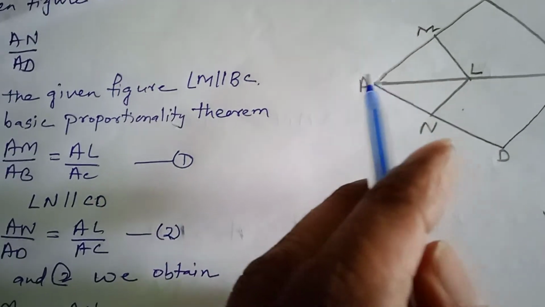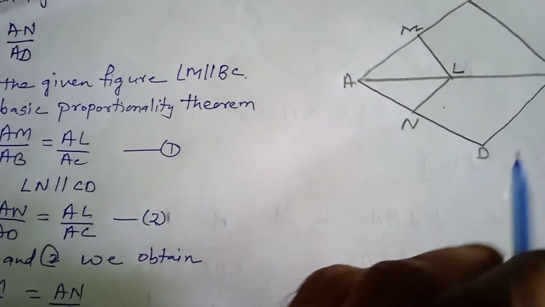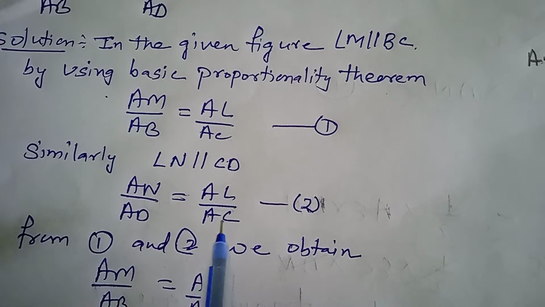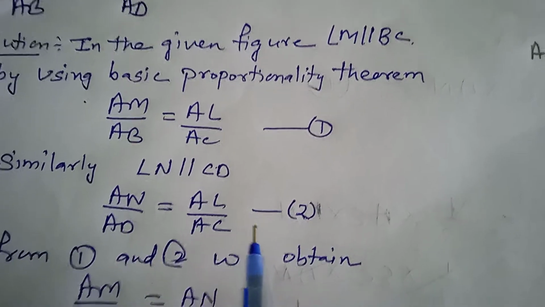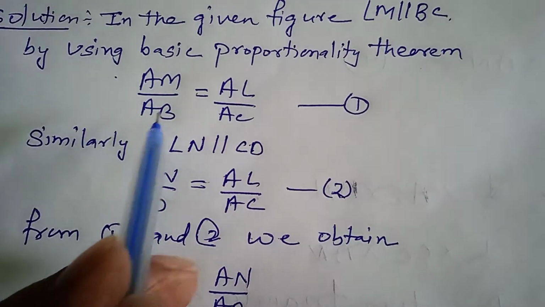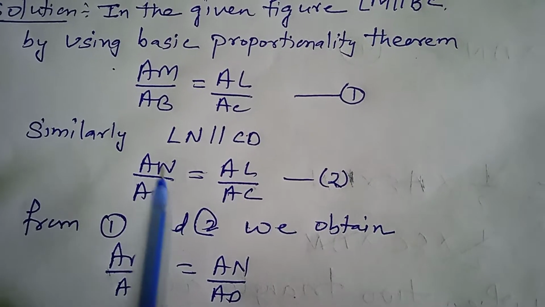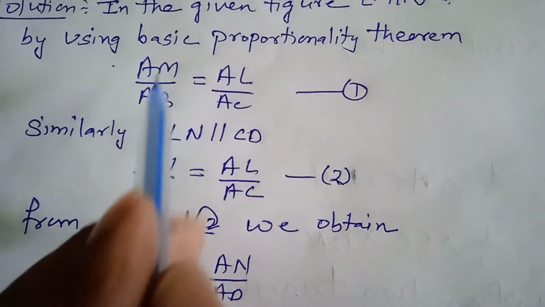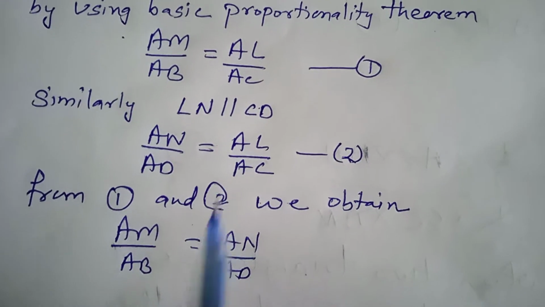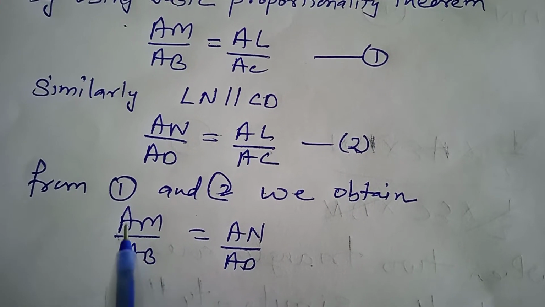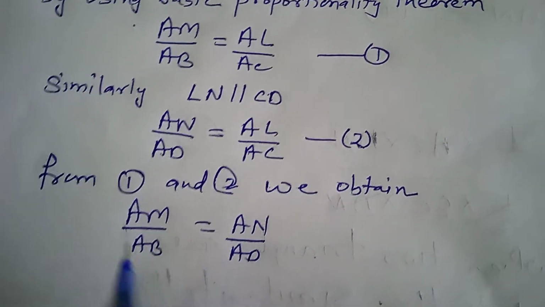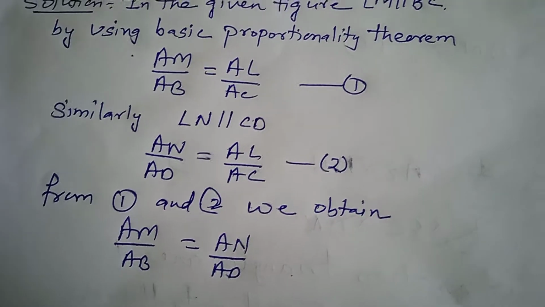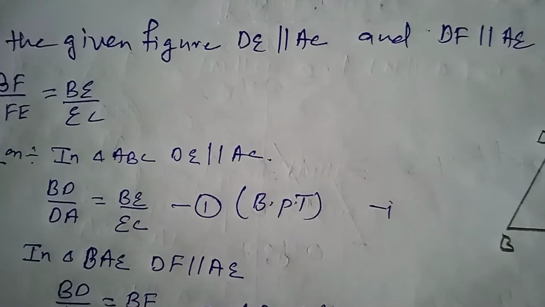Similarly, in another triangle, in triangle ADB, LN parallel to BD. Therefore, AN upon AD is equal to AL upon AC. Point number 2. From 1 and 2, we can obtain AM upon AB is equal to AL upon AC, and AN upon AD is equal to AL upon AC. From point number 1, we fill in AM upon AB instead of AL upon AC. So, from 1 and 2, we can get AM upon AB equals AN upon AD using the basic proportionality theorem. Now, let us see another question.